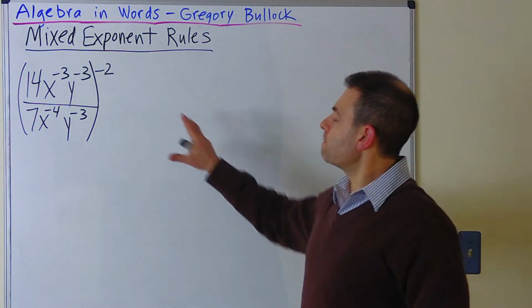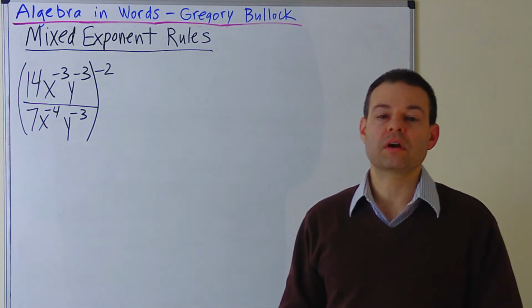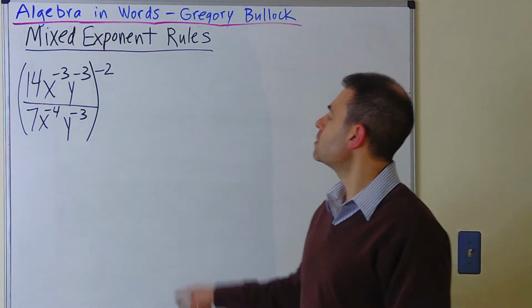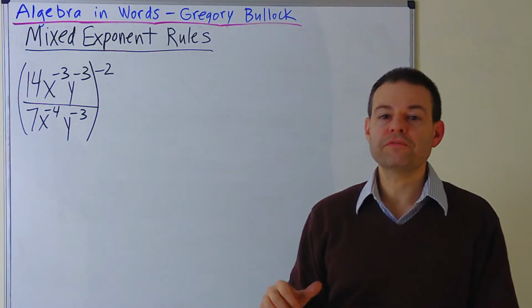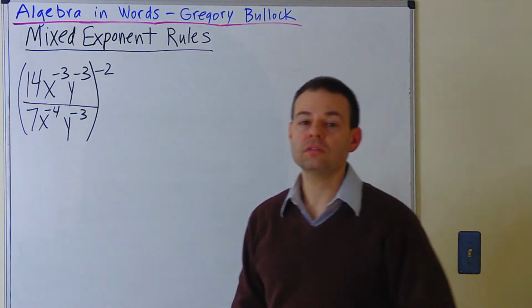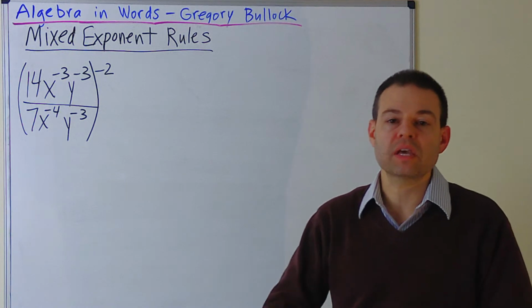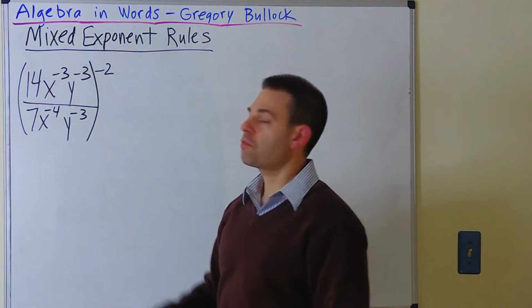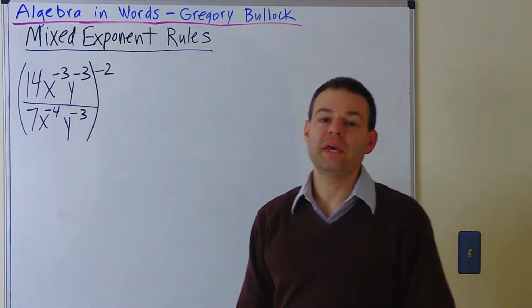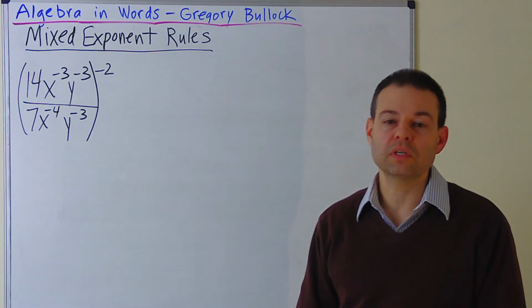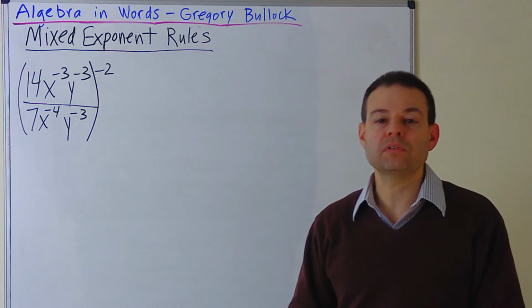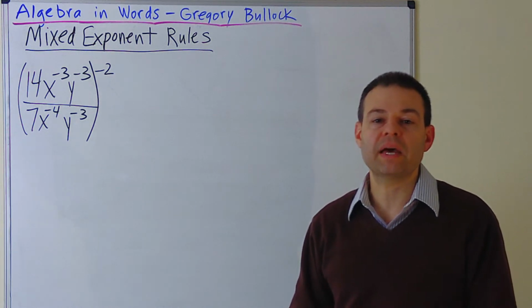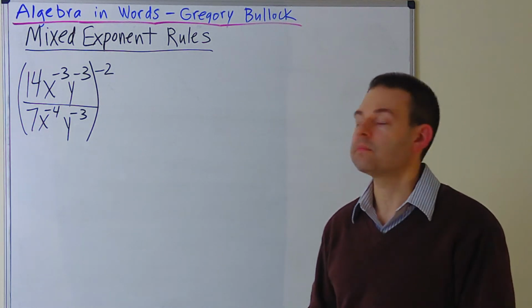So what's one way that you can start this? Well, since this is a negative exponent, you can flip the entire fraction. It's a rational exponent, same thing. You can flip the entire thing and automatically make the negative 2 a positive 2. That's one way to do it. That's completely up to you, but that's not the way that I recommend, and I'll explain why in a second.